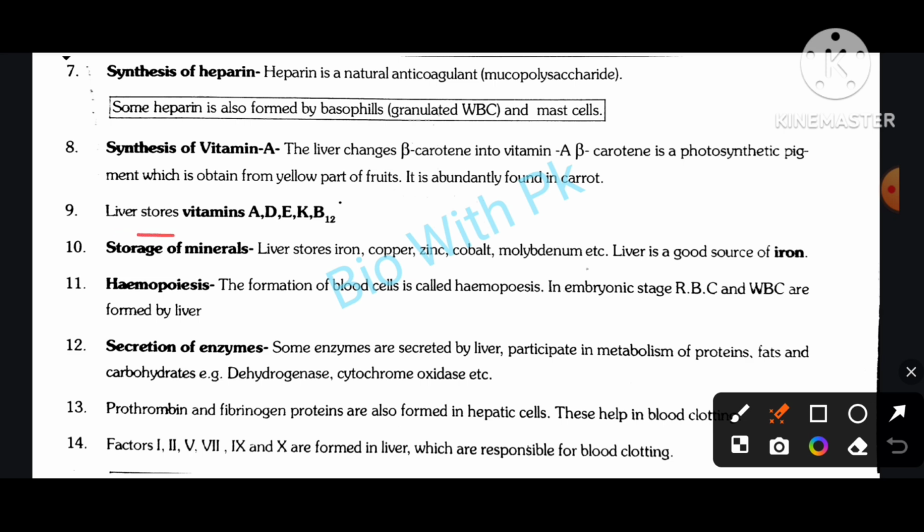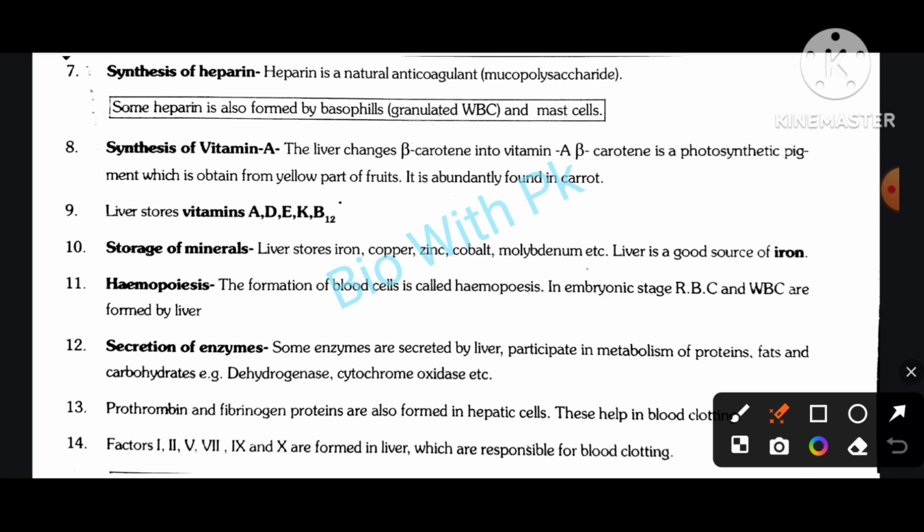Number 9, liver stores vitamins A, D, E, K, B12. Number 10, storage of minerals. Liver stores iron, copper, zinc, cobalt, molybdenum, etc. Liver is a good source of iron. Number 11, hemopoiesis. The formation of blood cells is called hemopoiesis. In the embryonic stage, RBC and WBC are formed by the liver.